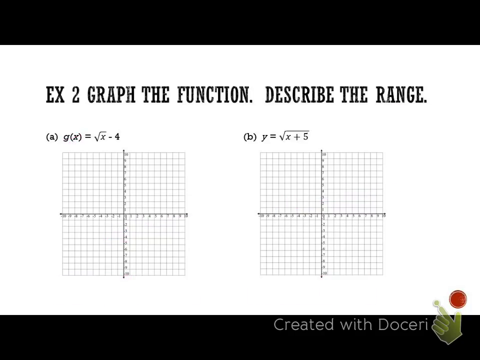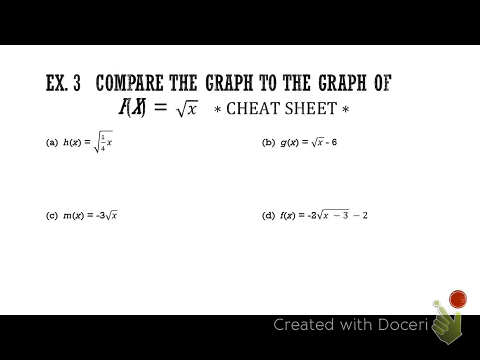Now the last example in 10.1 asks us to compare the graph to the graph of f of x equals the square root of x. And if you remember from all of our other functions, this is called our parent function, and that might be a great note for you to add if you can't remember. This is called the parent function. That means that we are searching for the square root of x so that we can easily see the changes that have been made to this function.